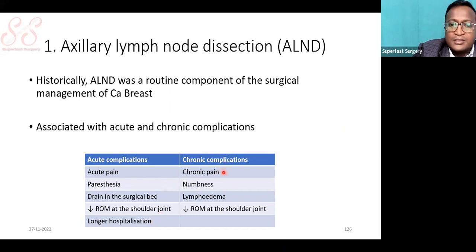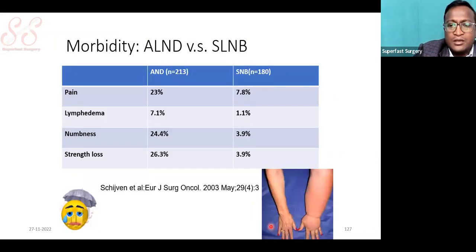The chronic complications are chronic pain, numbness, lymphedema, and decreased range of motion at the shoulder joint. So the arm needs to be protected from injury, as this will result in lymphangitis and lymphedema. She should be aware that there should be no injury to the ipsilateral arm in the form of needle prick or bangles or anything like that.